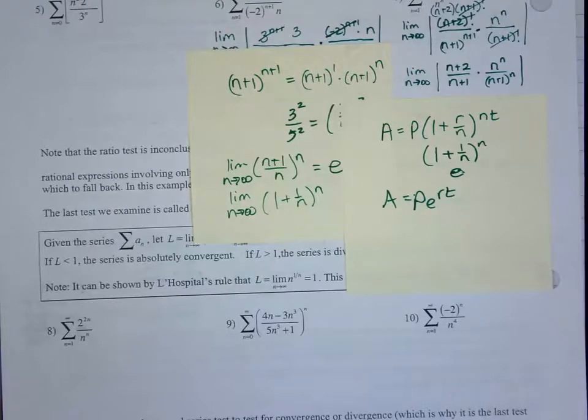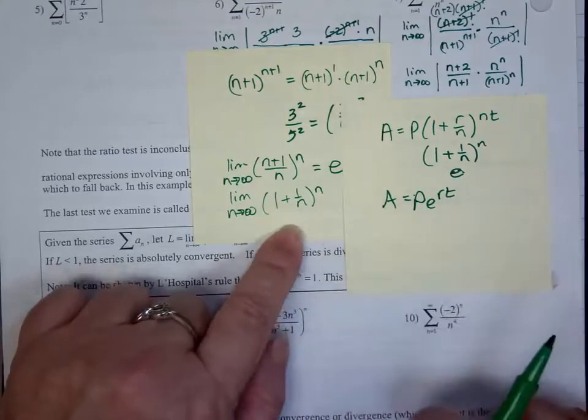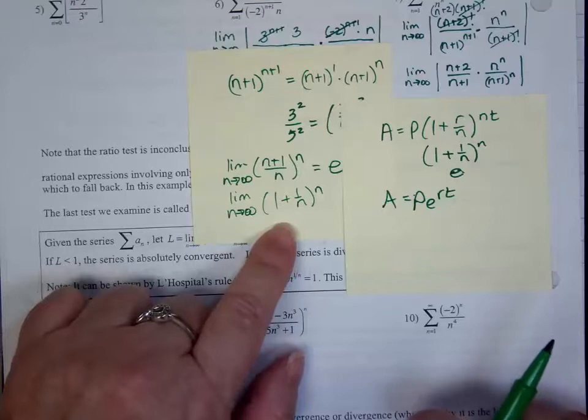So I'm taking a little bit of a detour to give you a little history of e, but that's where they came up with e. It was this limit right here, and they found it coming up in so many different places, they decided to give it a name and they called it e.